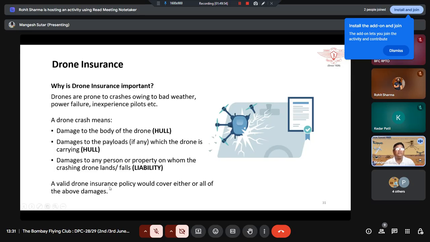Okay, so a valid drone insurance policy would cover either or all of the above damages. So you need to read your insurance document, whether it is covering only the drone, whether the payload is covered, whether the property or the life of the person is also covered under insurance. Depending on the coverage and the liability, your premium will be defined. So there are two criteria. One is the time for which you are holding the insurance and what is covered, whether it is only drone, payload, person or property. Depending on these criteria, the premium will be defined.